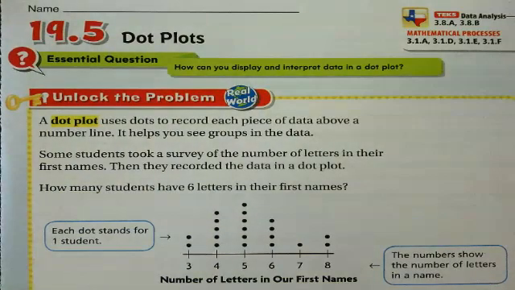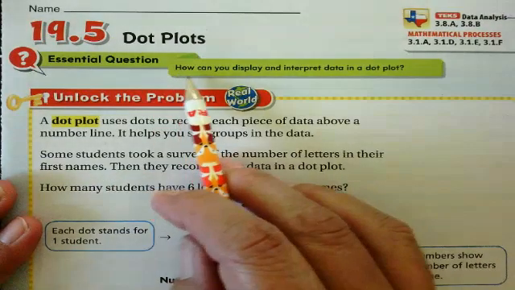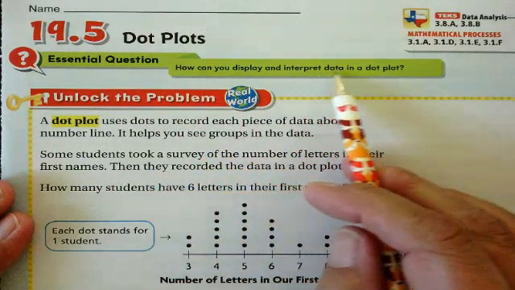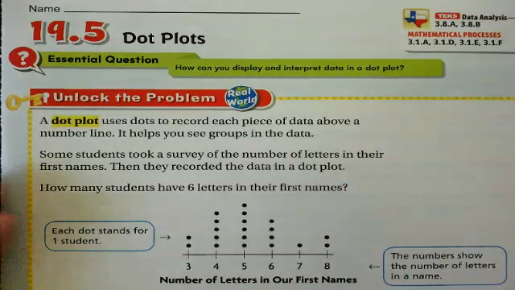Hi everybody. So today we are working on module 19.5, dot plots, and we are going to be reviewing our dot plot knowledge. So here's our essential question. How can you display and interpret data in a dot plot? So let's unlock our problem.